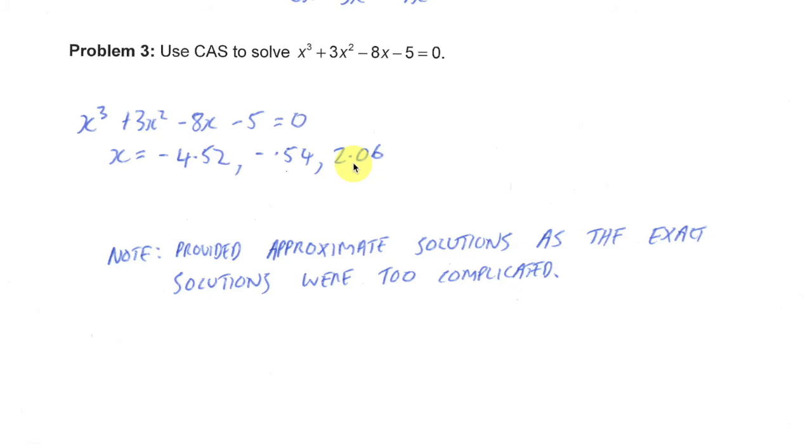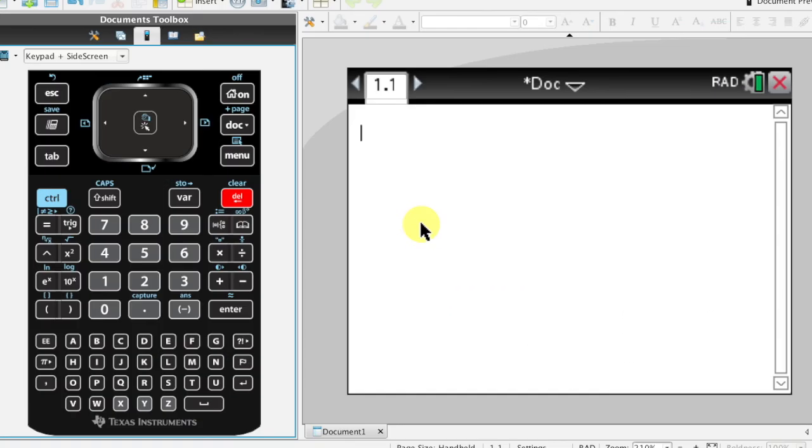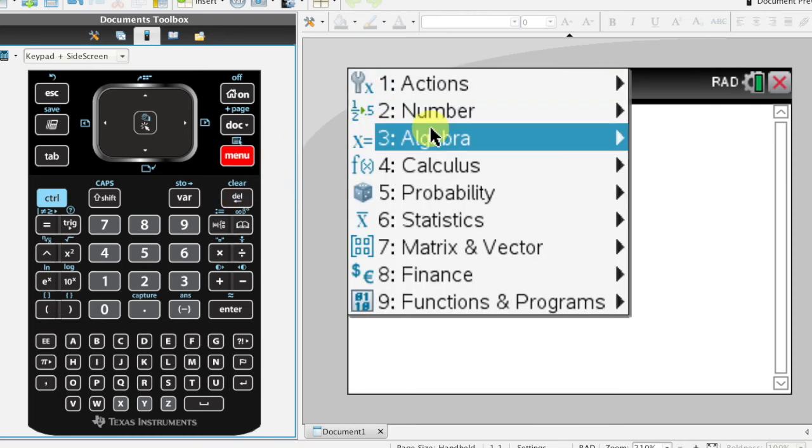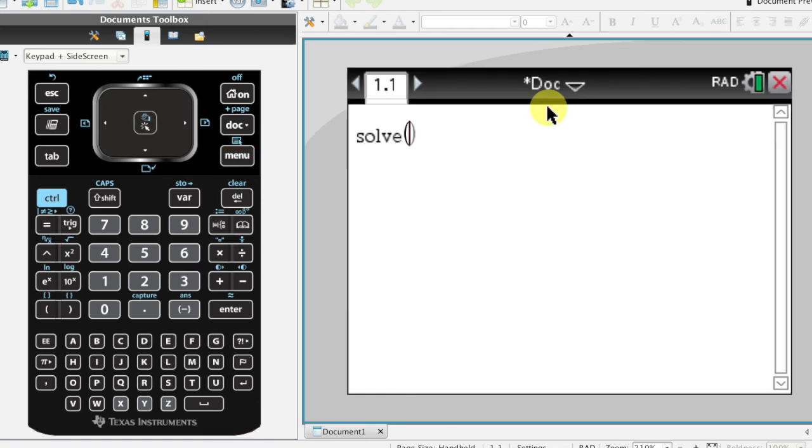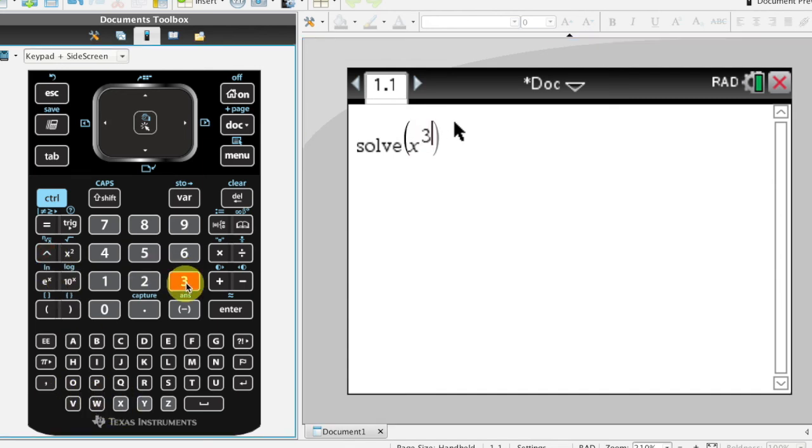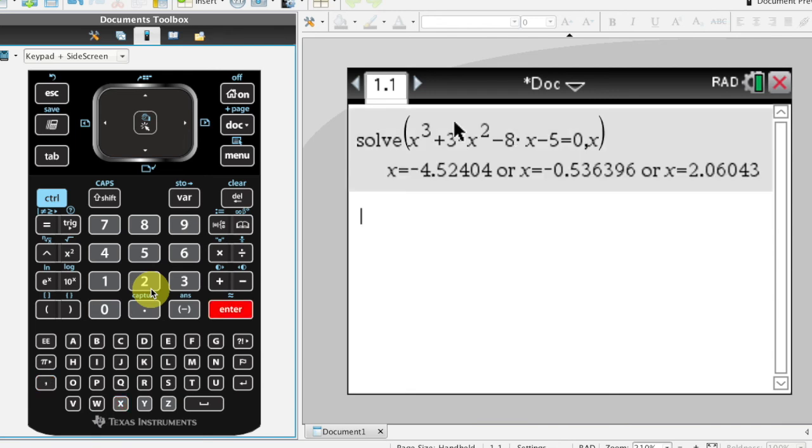Let's take a look at what happens with the CAS. So here we have our CAS, and so it's just simply going to be menu, algebra, solve, and I'm going to put in the cubic, so it's x to the power of 3 plus 3 lots of x squared minus 8x, take away 5, is equal to 0, and I'm solving for x. There's my approximate answers given.